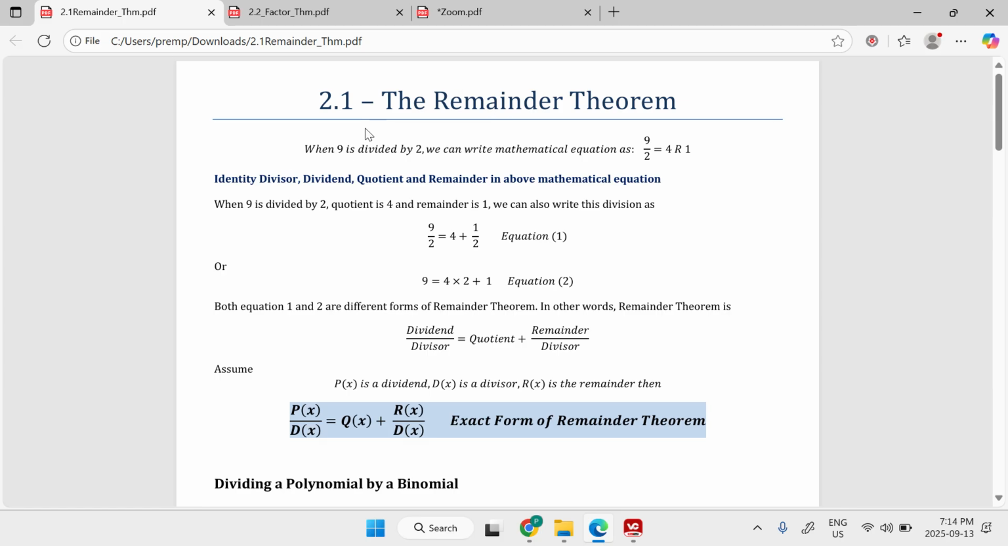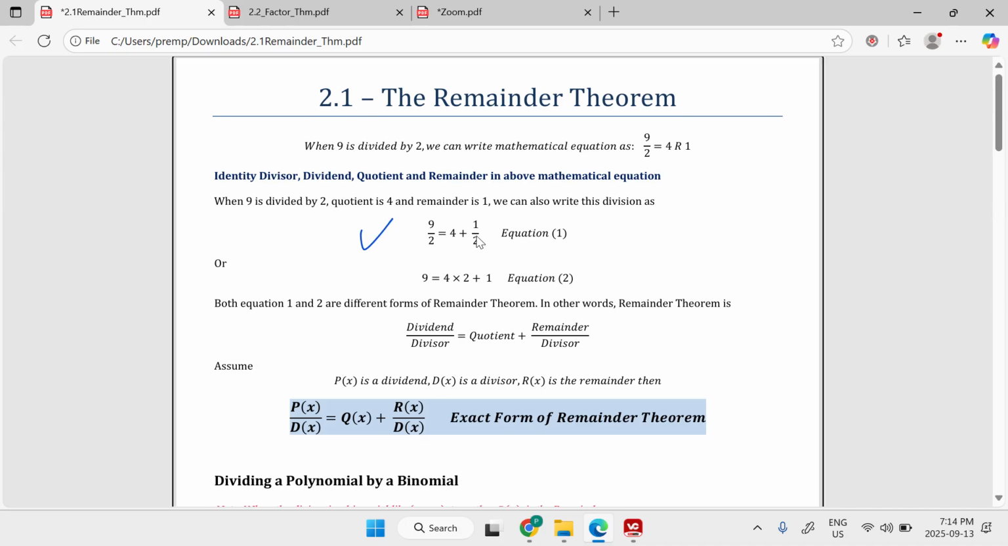What it says is that when we divide any polynomial by another polynomial, we can express that polynomial in the form of the remainder theorem. Like you can see here, there is an example. We are trying to divide 9 by 2. You know that it will give you 4 as quotient, 1 will be remainder, and you are dividing by 2. Or you can just write it as 4.5.